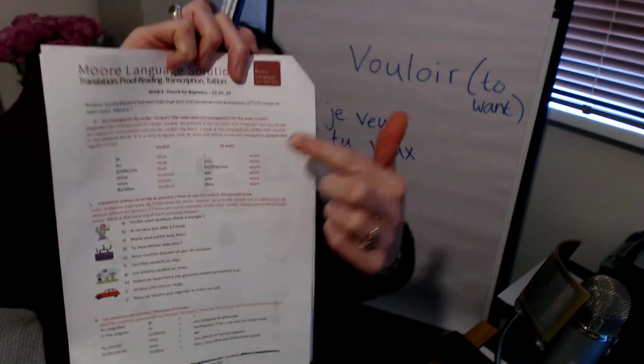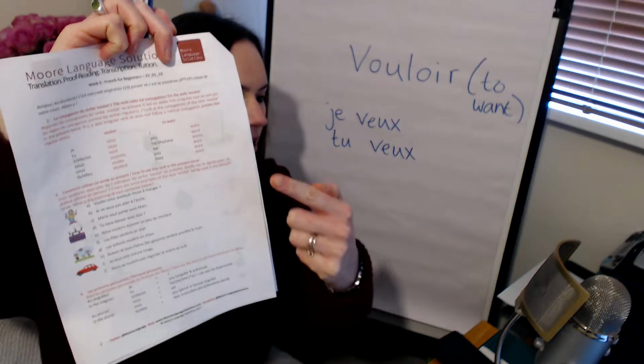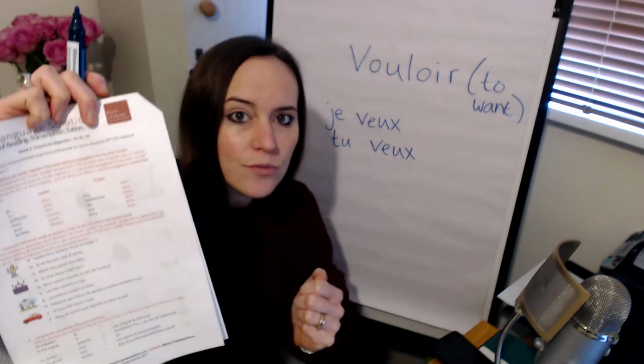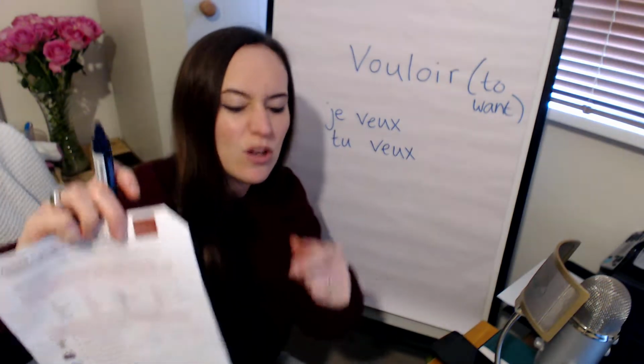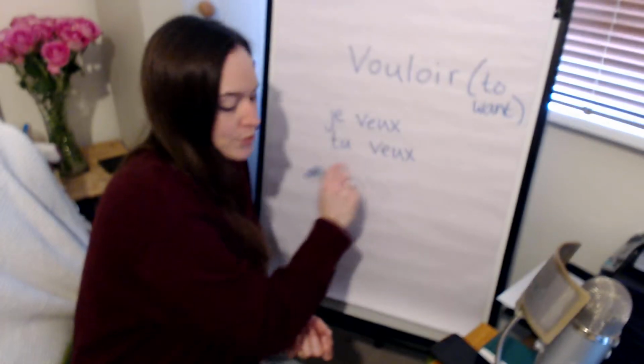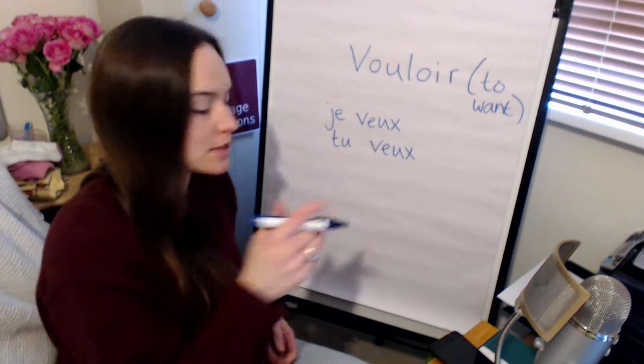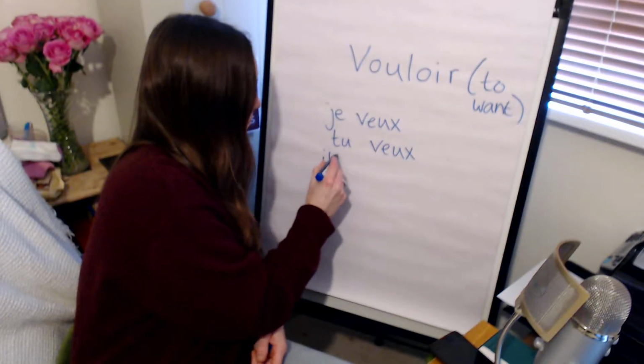Voilà, c'est ça. Ça c'est anglais et là c'est en français. Et là, il y a des exemples. So we've got some sentences here. I'll look at one or two of those in a moment. Je veux, tu veux. Third person, il, elle. That's he or she. Il, elle.